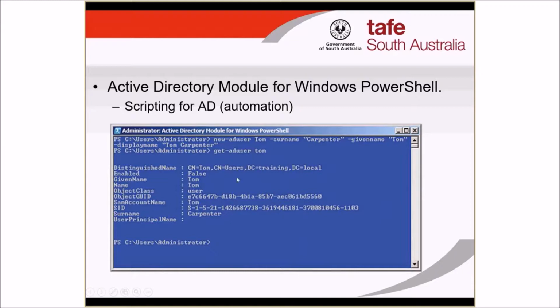Just like the previous command allowed us to get information about the domain because we used the Get verb and the AD domain, this one is the Get command with the AD user. So it's information about the user. So what about Tom? Tom's actually located in a container called Users, which is inside a domain called training.local. Enabled False means it's currently disabled. Remember how we spoke about the SID, the security ID? This is actually the SID of this user account.